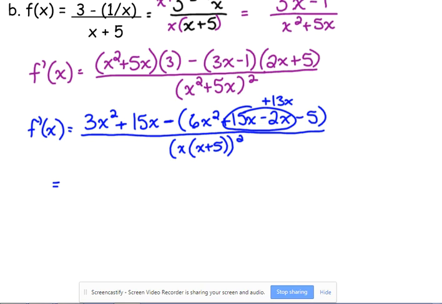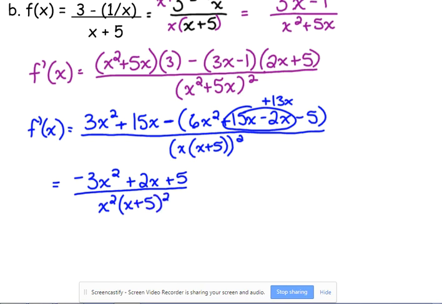We've got 3x squared minus 6x squared, so that's minus 3x squared. We've got 15x minus 13x, so that's plus 2x. And then we've got minus a negative 5, so that's plus 5. And just for clarification purposes, I'm going to distribute that squared in the bottom. That's x squared times x plus 5 squared.